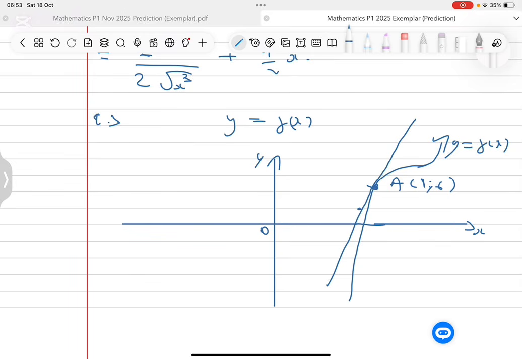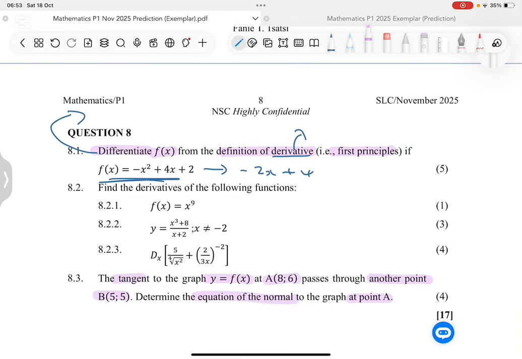Now somewhere here on the graph we have point B, which is given by 5 and a 5. So this is 5 and this is 5. So remember, here we're having an 8 and we're having a 6 here. So this is what we're basically given.